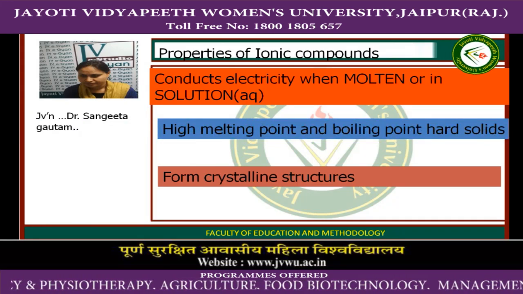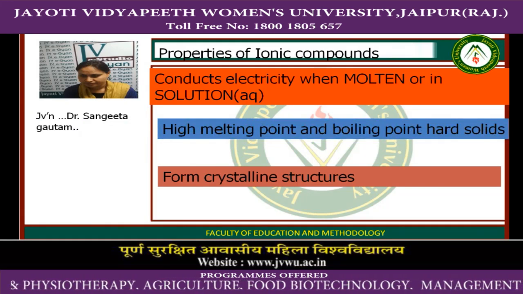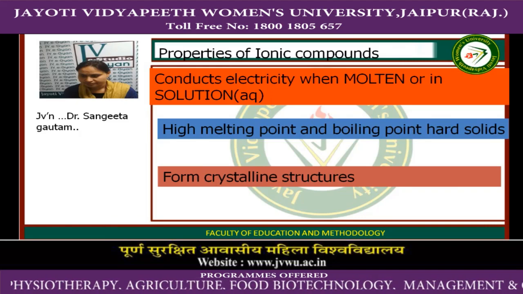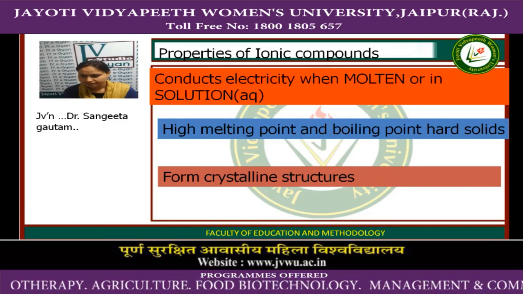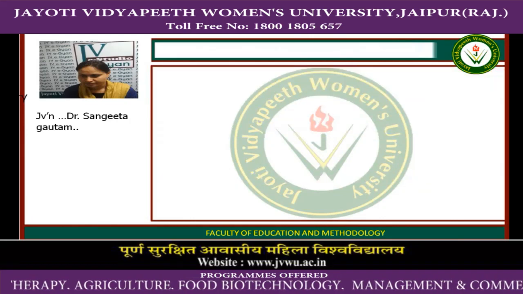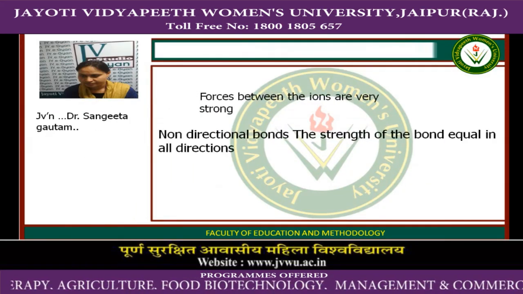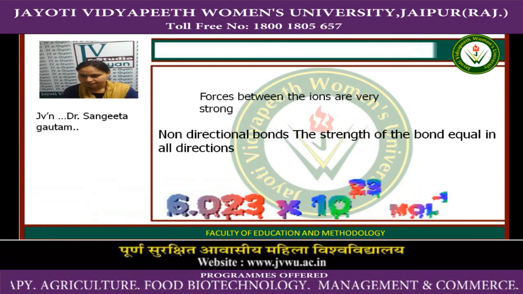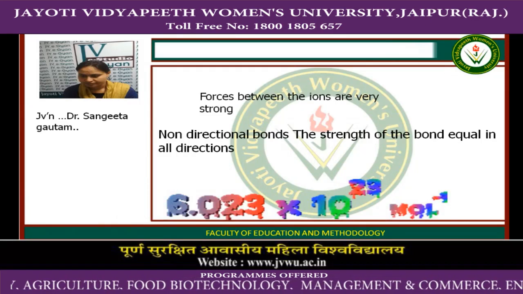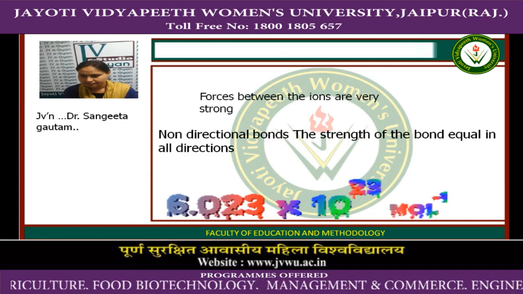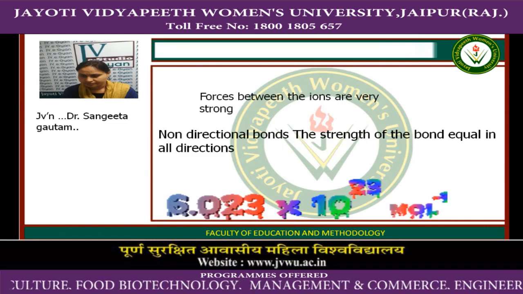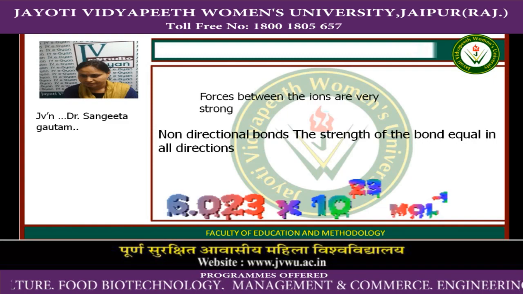Properties of ionic compounds: they conduct electricity when molten and in solution. They have high melting and boiling points, and are hard solids forming crystalline structures. The forces between the ions are very strong. These are non-directional bonds; the strength of the bond is equal in all directions.